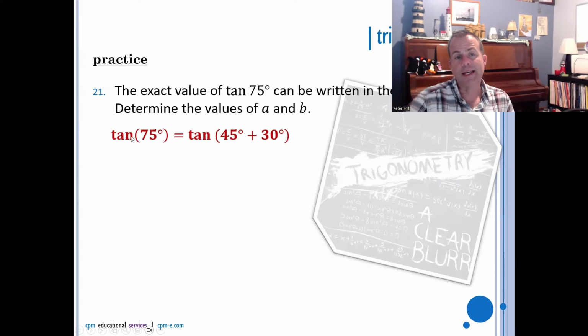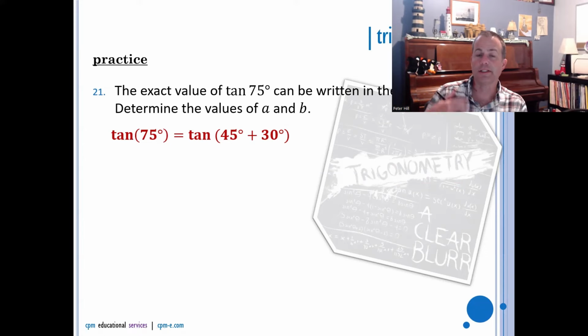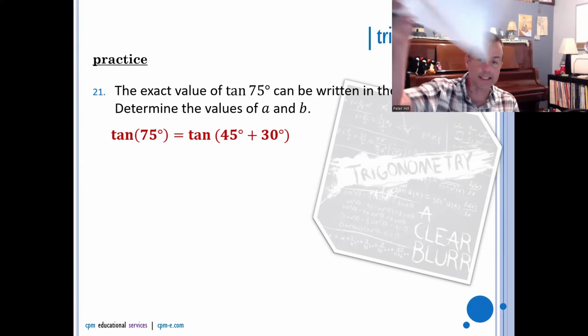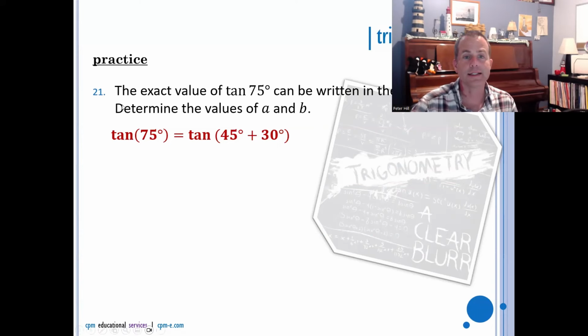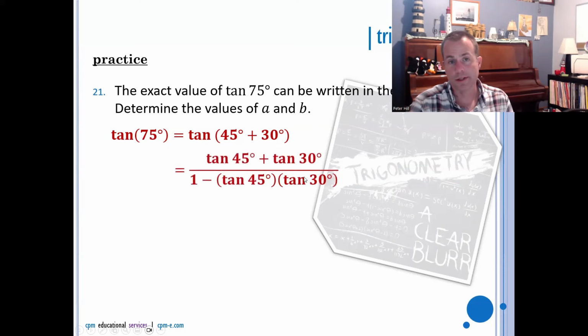So I'm going to say, hey, tan of 75 degrees is the same as saying tan of 45 degrees plus 30 degrees, okay? That is a trigonometric identity. You're going to get the formula sheet out. And that's tan of A plus B. So tan of A plus B is tan of A plus tan of B all over 1 minus tan A tan B, okay? Or this.